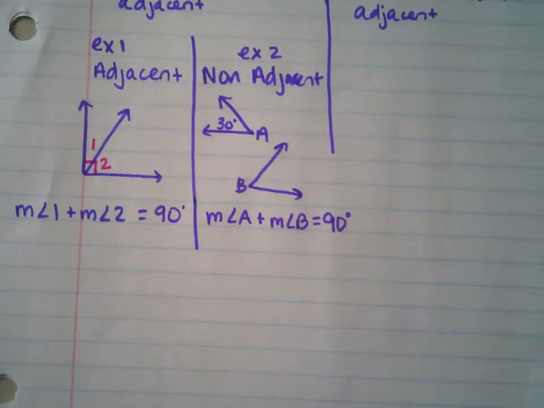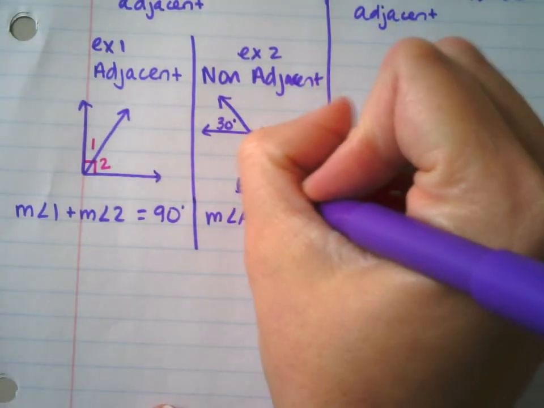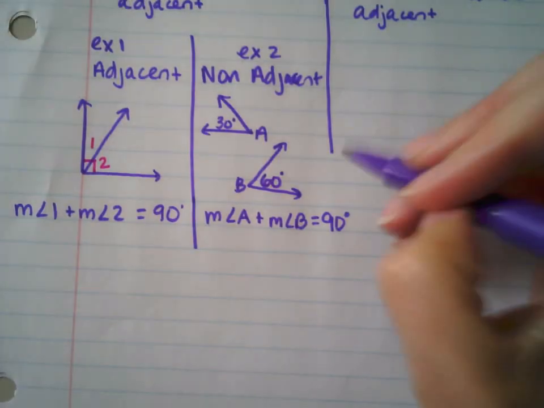Okay, so non-adjacent because they don't share a vertex, they don't share a side, right? What would the measure of angle B have to be in order to make these angles complementary? 60, right? Okay, good, 60. So we're going to put 60 there.